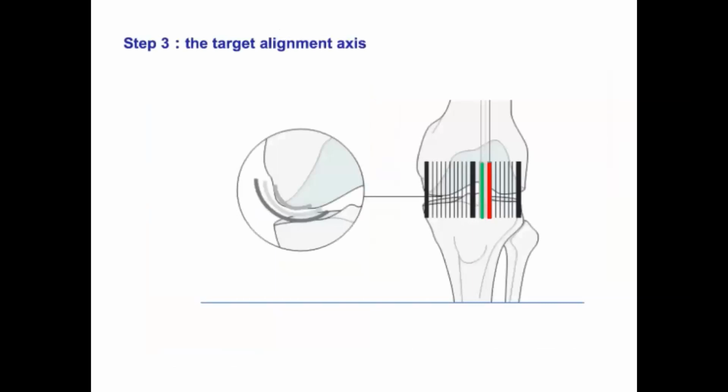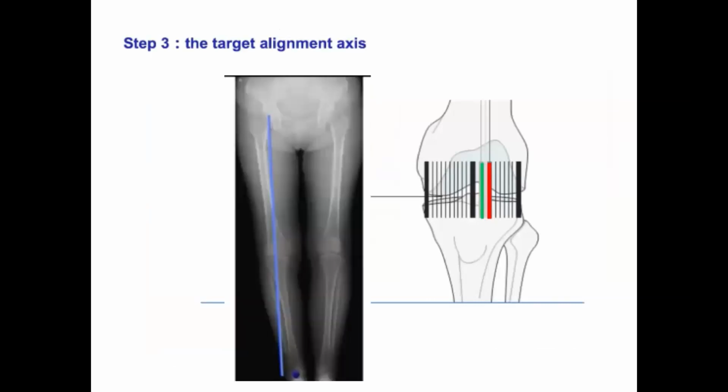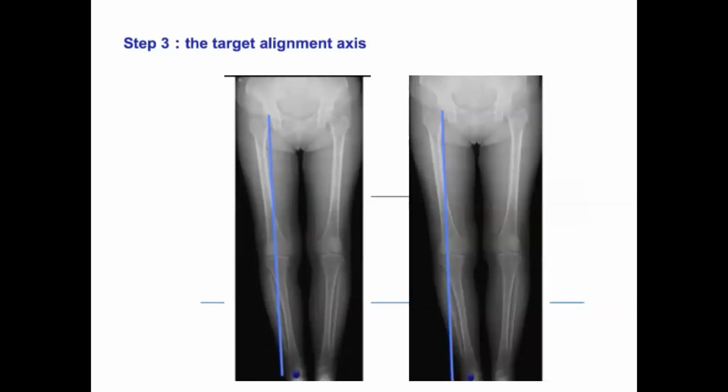The third step is the target alignment axis. The target alignment should be either in the middle of the knee or on the Fujisawa line. This is the line drawn. The Mikulicz line is drawn, and the target angle should be in the center of the knee. The image shows the center of the knee, and this scanogram shows the Fujisawa line of the same patient.